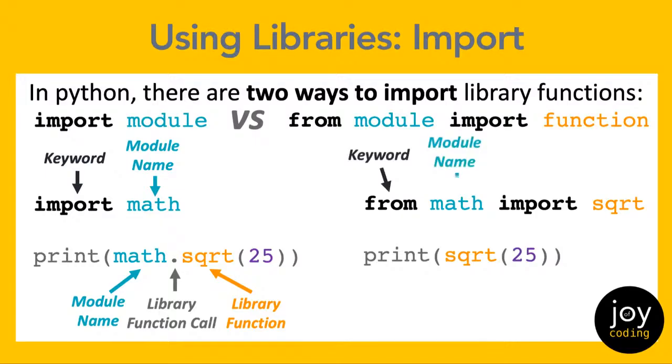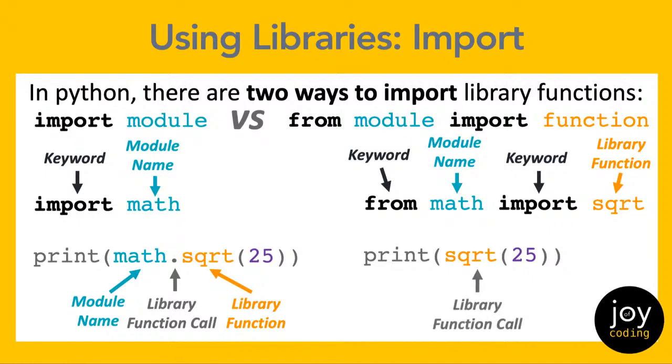In the example on the right, we have the keyword from, the module name math, the keyword import, and then the name of the library function. And in this example, our library function call is simply the name of the module function that we're trying to access. So you can really choose between these 2 ways. On the right, we write a little bit more on the import line, but we also have a very short function call where we don't have to type the module's name.